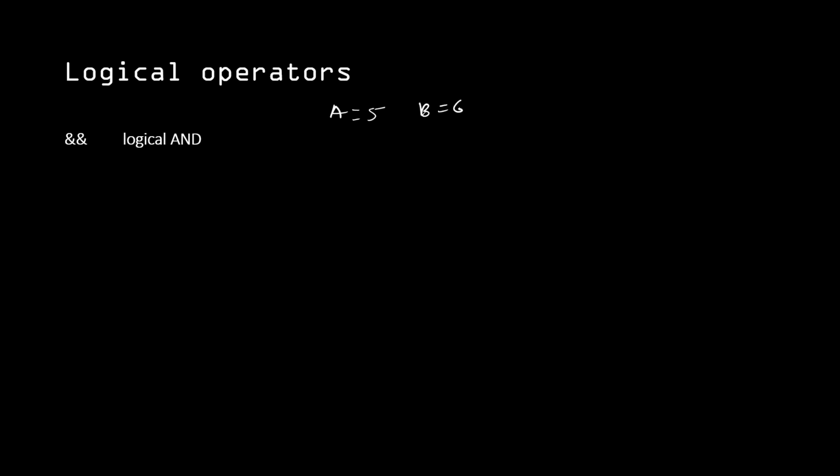So our next operators are logical operators. Logical operators have very significant use in our C program. Our first operator is the logical AND operator. Using this logical AND operator, we can compare two conditions. Let me take an example. If I have a's value as 5, b's value as 6 and c's value as 5.